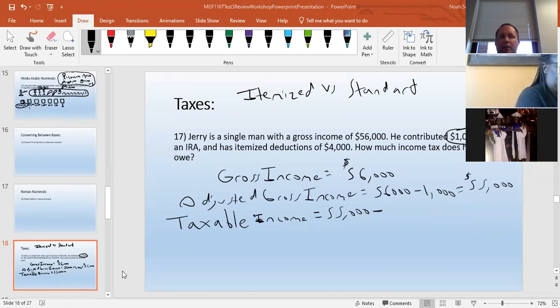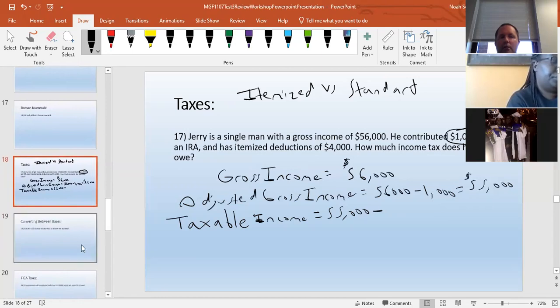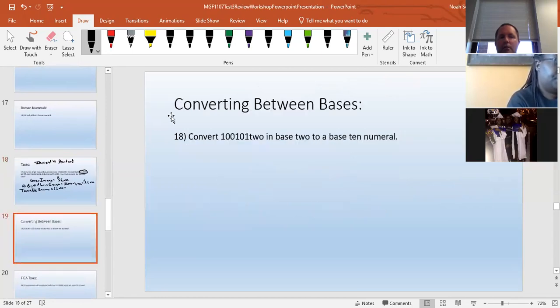The next problem is if I can get to it. We're going from converting from base 2 to base 10. So we haven't done one. Yesterday we did base 10 to base 2, but we didn't go from base 2 to base 10. So let's go through this problem here.